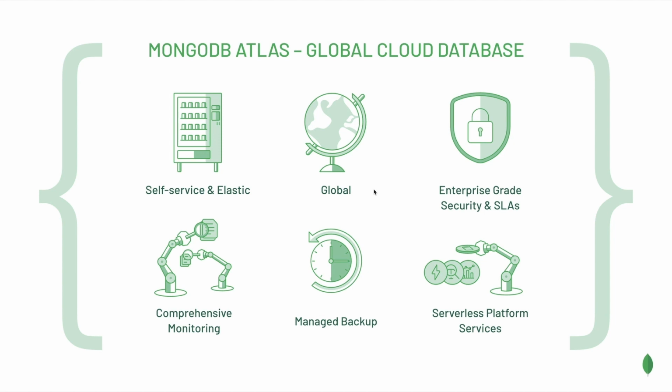You can choose to run Atlas, as we'll see in just a moment, in one of three cloud providers: AWS, Azure, or Google Cloud. And it is self-serving, elastic, scalable, global. We have enterprise-grade security, monitoring, managed backups. There's also a serverless platform, which we won't look at in this talk. So for a lot of reasons, Atlas is a great way to just get up and running with MongoDB very quickly. Of course, you can use a local installation of MongoDB if you already have one running for this talk, but I'm going to show you how to do it with Atlas.